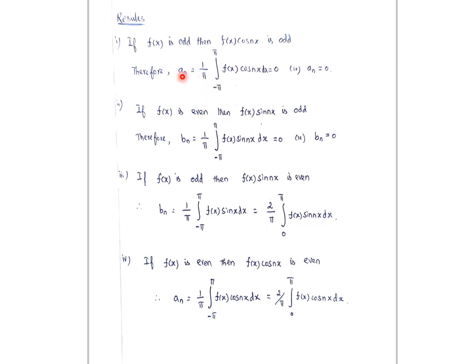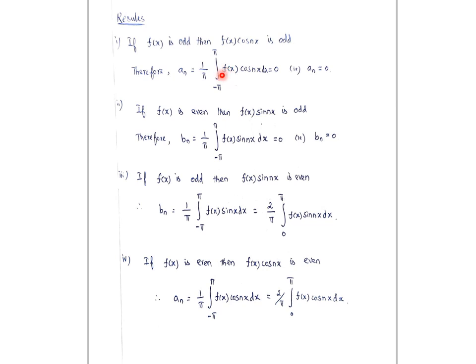That is, if the range is from minus pi to plus pi, a n is equal to 1 by pi integral from minus pi to plus pi of f of x cos n x dx. The Fourier coefficients a n can be calculated by using this result, a n equal to 1 by pi integral from minus pi to plus pi of f of x cos n x dx.